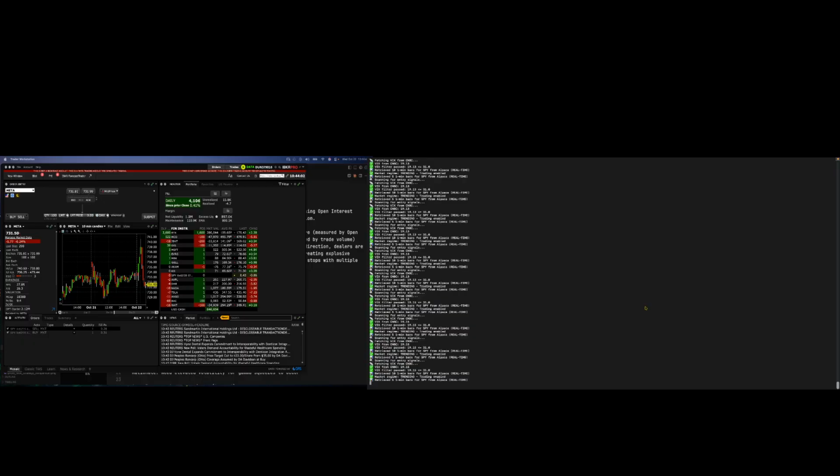So I'm glad it works. I'm glad it was able to identify, and this is live, right? Which is paper trading, granted, but it's still live. So I'm glad it was able to find it. I'm glad it was able to submit the order. The only thing I don't like is the market order.